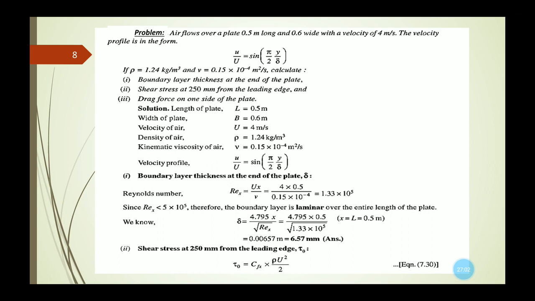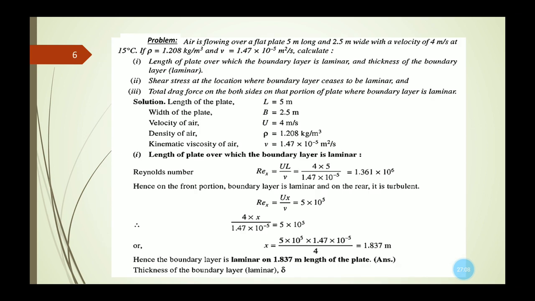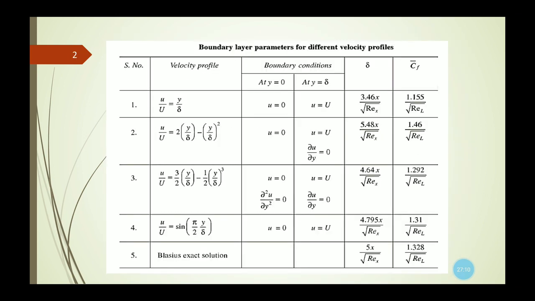Now as the velocity profile is given here, so to calculate the boundary layer thickness at the end of the plate, let us move to that table. So here you can see that the number 4 velocity profile is given here. And corresponding to this velocity profile, the value of delta, that is the boundary layer thickness, is 4.795x divided by root under Reynolds number, and the value of the skin friction coefficient is 1.31 by root under ReL. This is for the entire length of the plate. So these are the two different formulas for the boundary layer thickness and skin friction coefficient that we need to use here in this numerical.